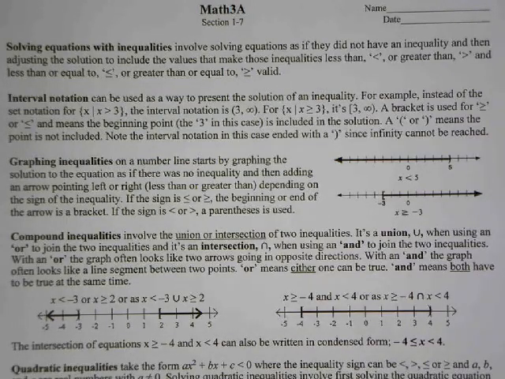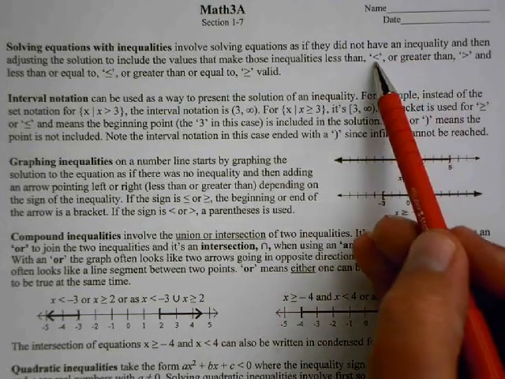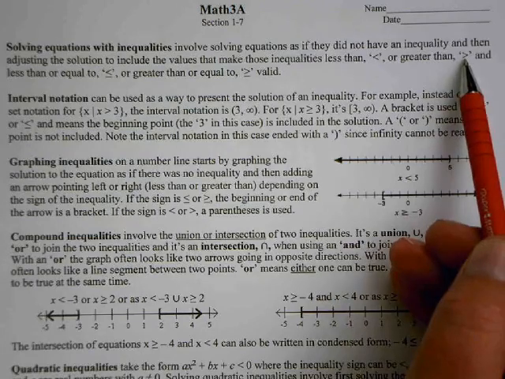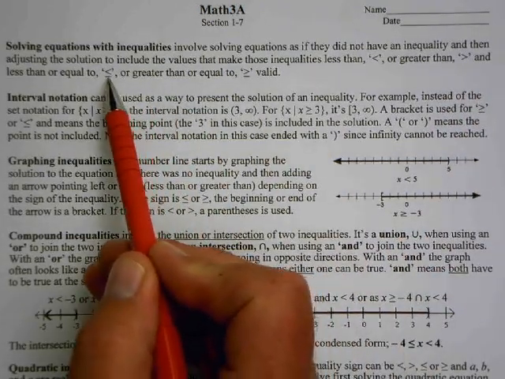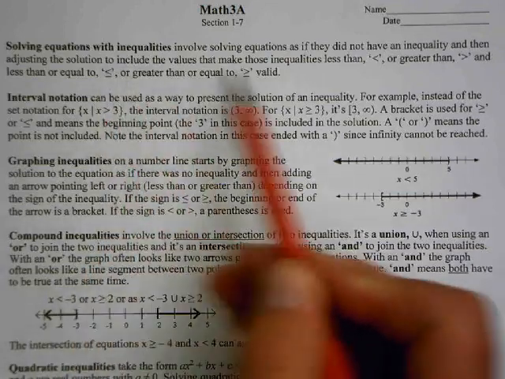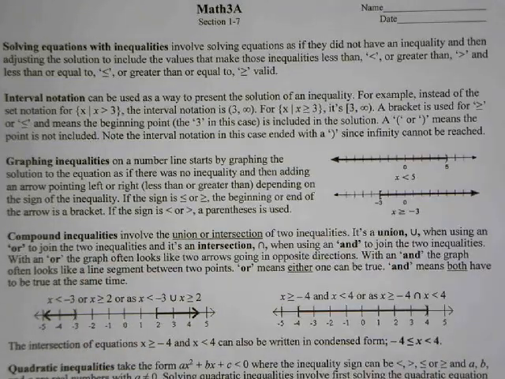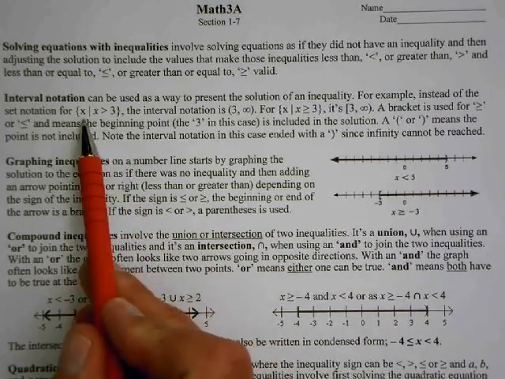In section 7, we're going to look at solving equations that have inequalities. You can tell it's an inequality because it has symbols like less than, greater than, less than or equal to with a line underneath, or greater than or equal to, again with the line underneath. Interval notation is where you can write your answer.